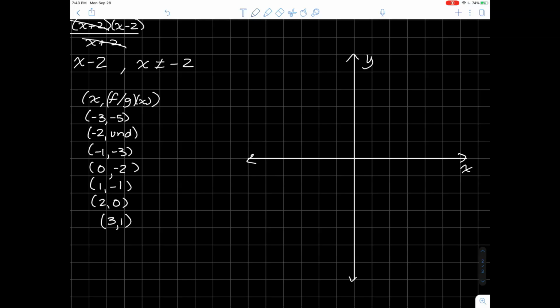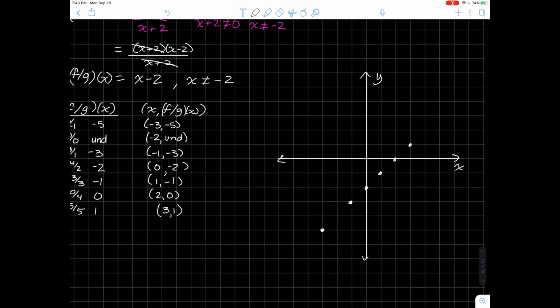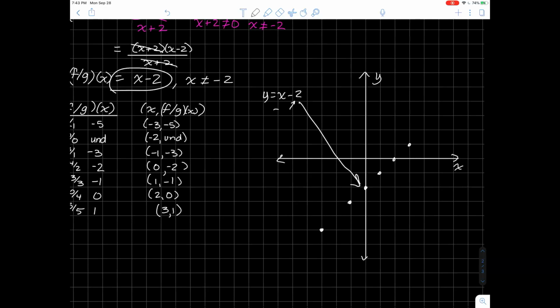So here's our x-axis. We're going to graph negative 3, negative 5. And negative 2, we can't graph that. Negative 1, negative 3. 0, negative 2. 1, negative 1. 2, 0, 3, 1. And of course we could have just graphed this equation here because this is y equals x minus 2. So our y-intercept is negative 2, and you can see here that it is, right? And our slope is rise 1, run 1. So you can see that that's the case.